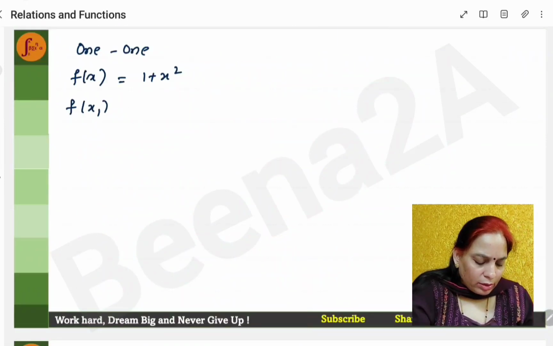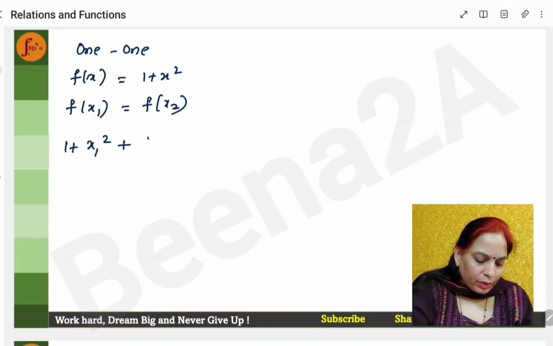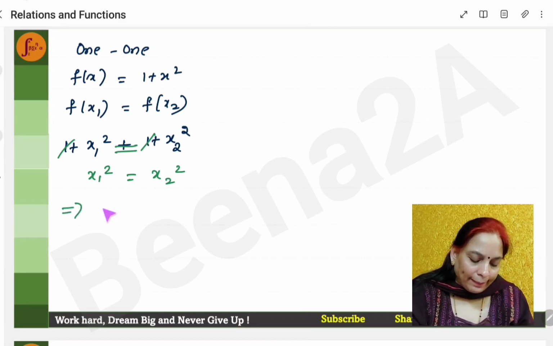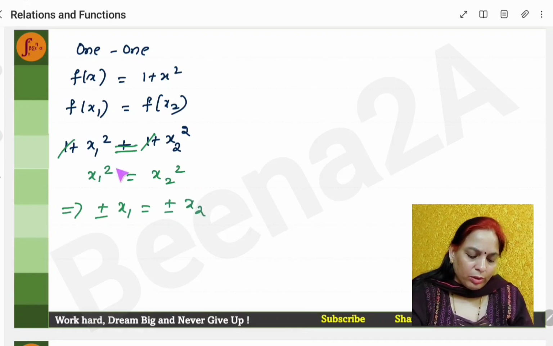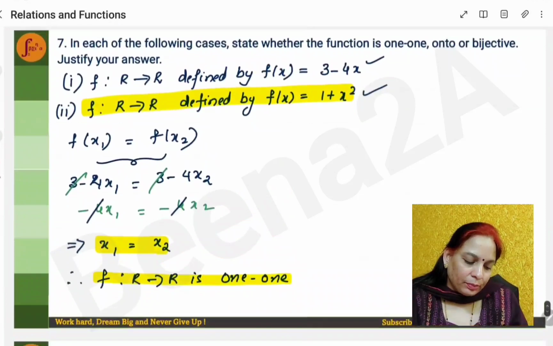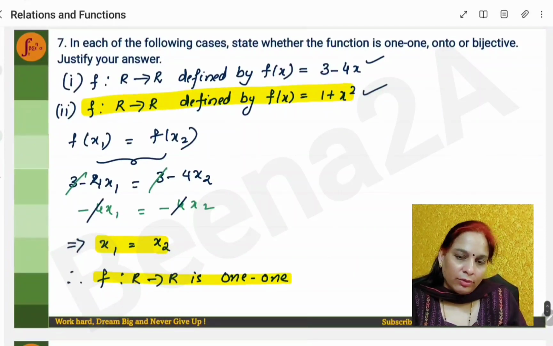So f of x1 is equal to f of x2. So instead of x, I'll put x1 square. Here, instead of x, I'll put x2 square. 1 and 1 will get cancelled. So I'll get x1 square is equal to x2 square. This implies that plus or minus x1 is equal to plus or minus x2 because there is a square. Now, this is a function of real numbers.